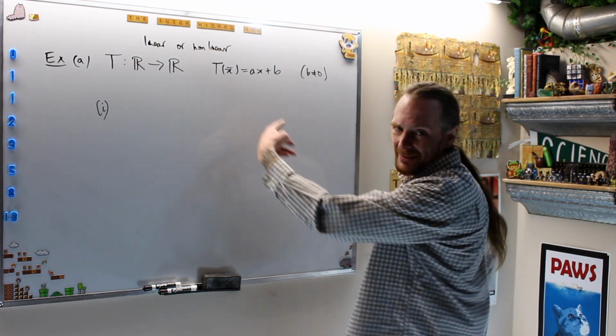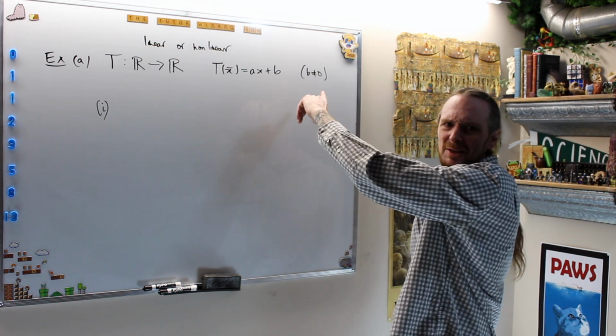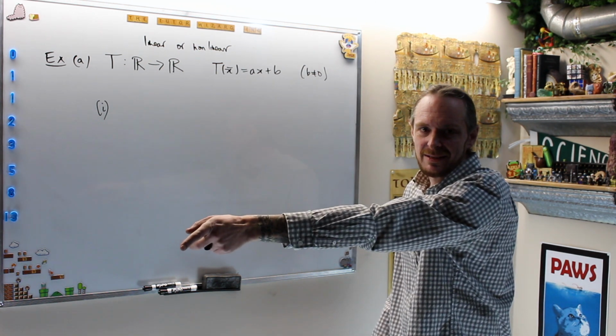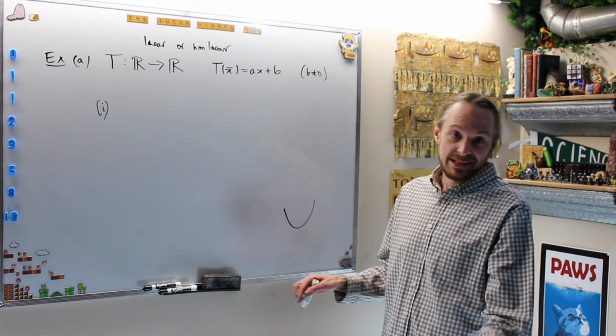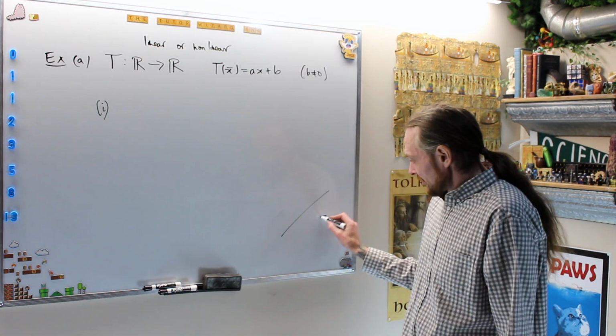So 1, is this linear even? Before you find the standard matrix, this is why I cleverly did it. If they don't give you a linear transformation, you can't ever find a standard matrix. X squared has no standard matrix because it's not a linear function. X has a standard matrix.